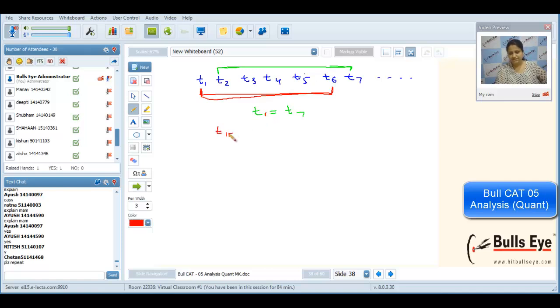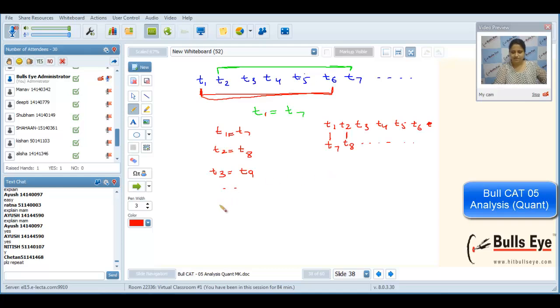So T2 will be equal to T8. T3 will be equal to T9 and so on. Or we can say there is a cyclicity of 6: T1, T2, T3, T4, T5, T6. Then we will take T7, which is equal to T1. Then we will take T8, which is equal to T2, and so on.